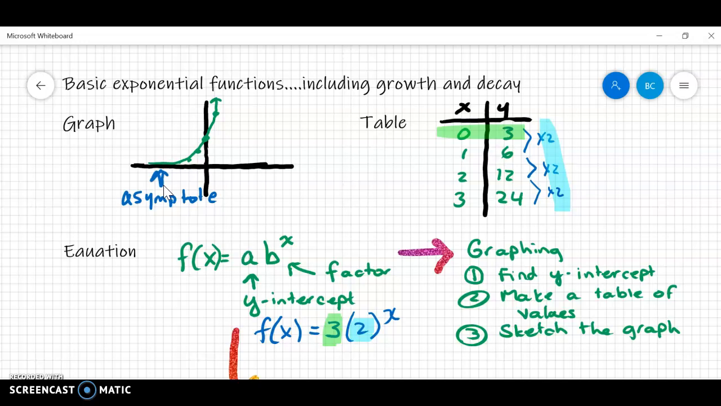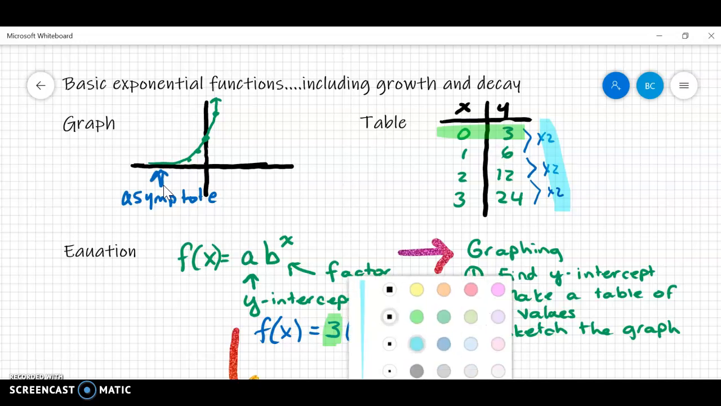So my basic equation is always going to be in that form, and we're going to keep coming back to that as we look at growth and decay, and then at geometric sequences tomorrow. So if we have that equation, more often than recognizing an exponential function on a graph, we actually have to graph it. So if we're graphing from this equation, I would recommend that you first find the y-intercept, which is going to be the a.